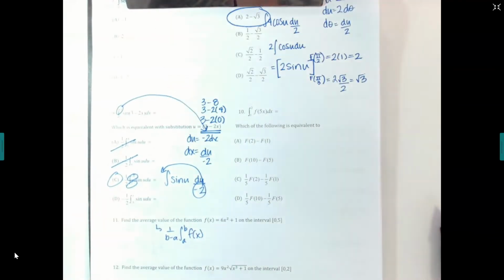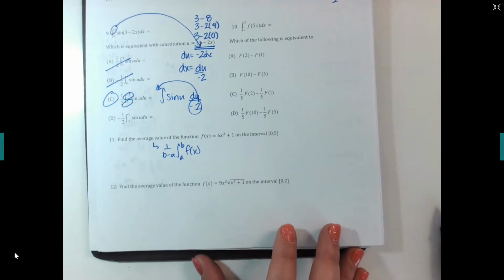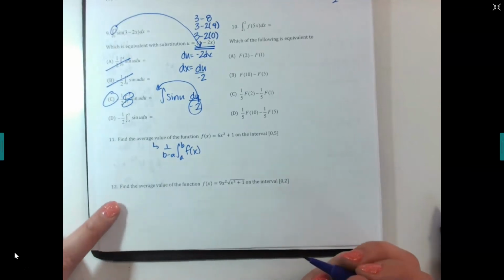Okay, so 11 is an average value question. That's your formula. Do you guys want me to just send you a cheat sheet with the formulas on it? Will you make it? Okay. No, okay.